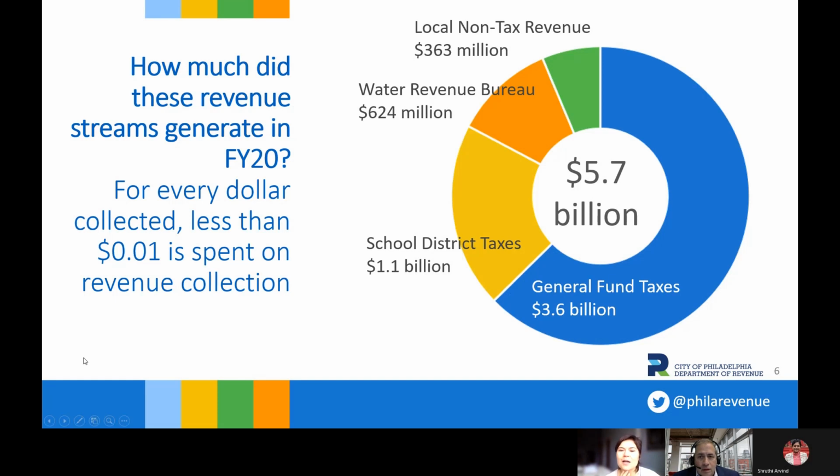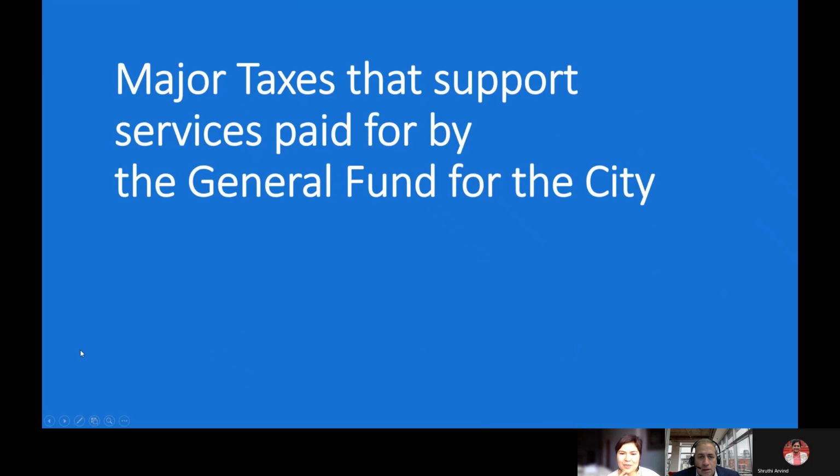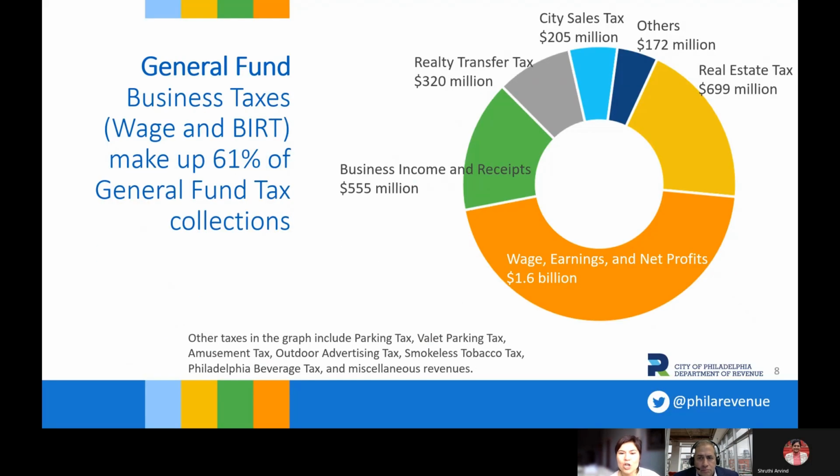Okay, so I think we've covered that. Now we're going to move on to major taxes that support the services that are paid for by the general fund, which is that big bucket of money that we just talked about. The first ones that we're going to tackle are the wage, earnings, and net profits tax, as well as the business income and receipts tax and the real estate tax. But there are a lot of other taxes at play here.